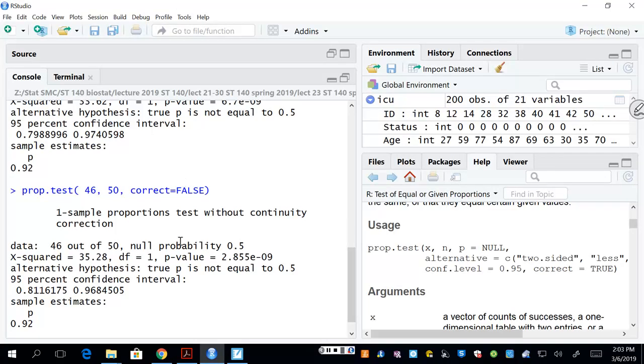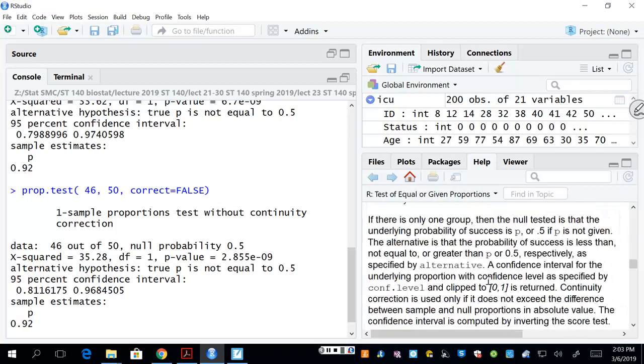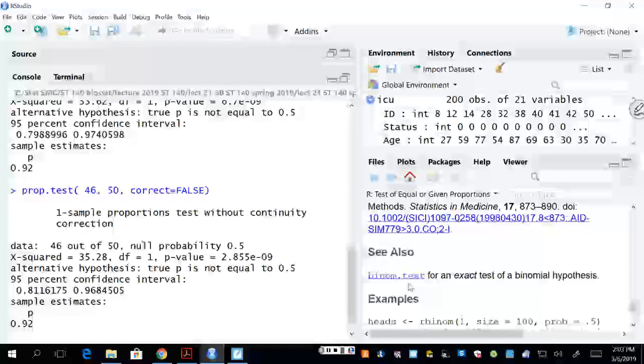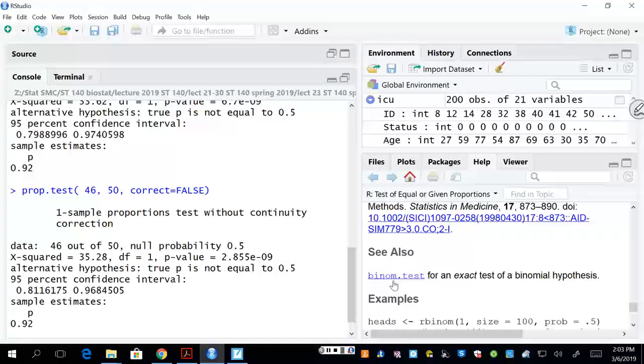There is a different procedure. There's a bunch of stuff down there. There's also something called a binomial test for an exact procedure. It doesn't assume normality, and that's described in the book.